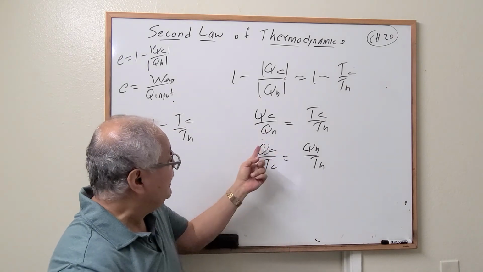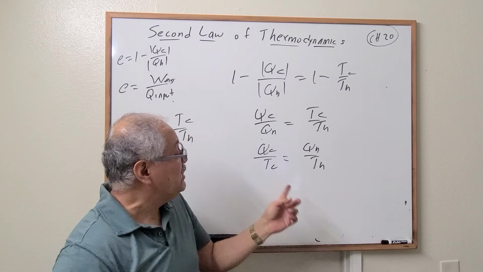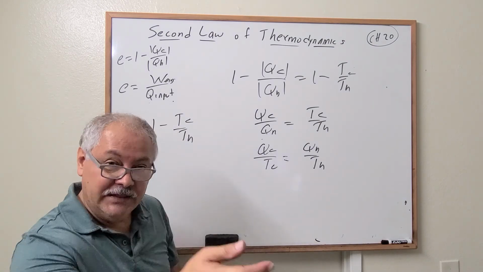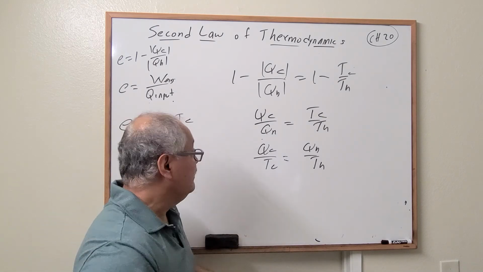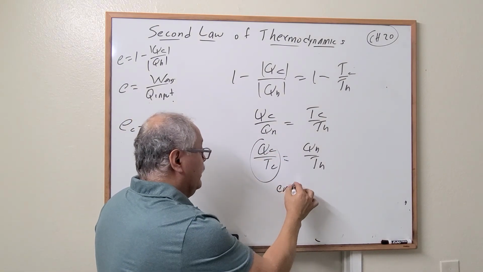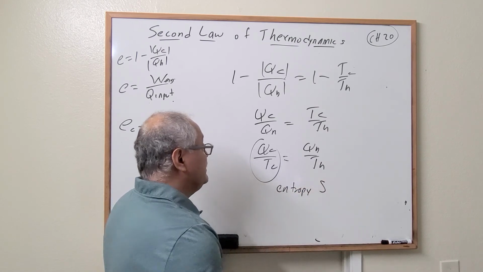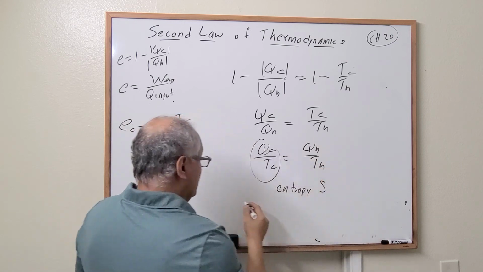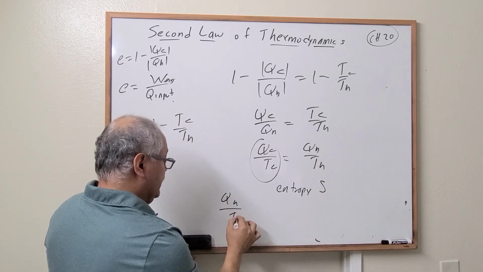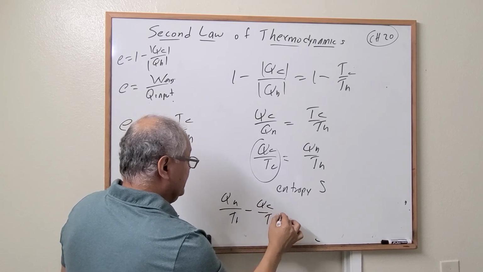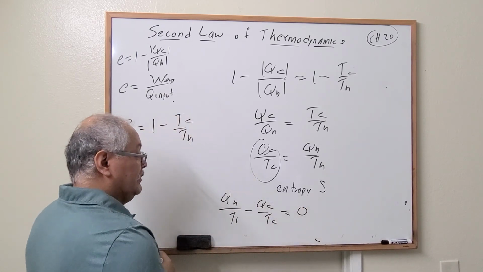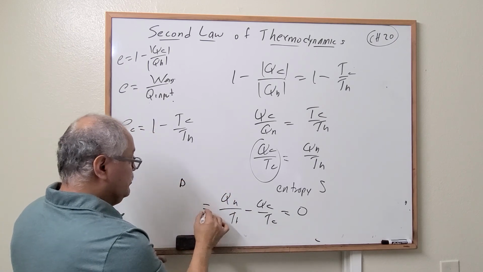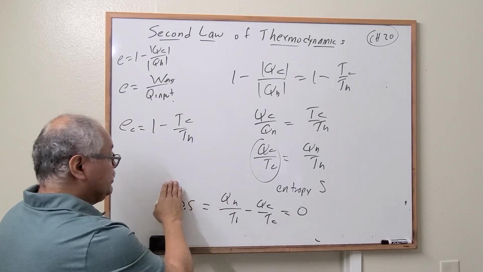Because this quantity at the beginning equals this quantity at the end, this quantity is very important, and it is called the entropy. Later, the next topic is coming: entropy. The symbol is S. When we send this term to the other side, we have Q_H over T_H minus Q_C over T_C equal to 0. And this is a change, the change in the entropy.